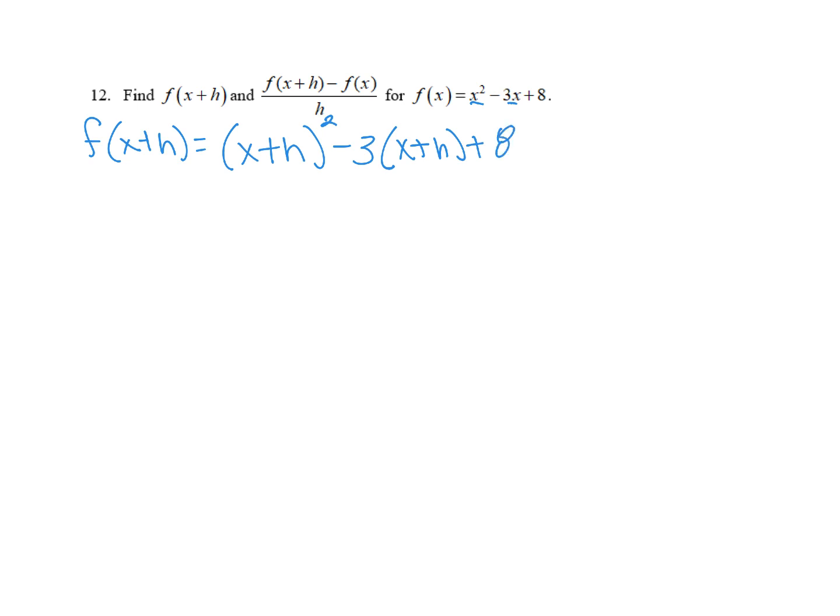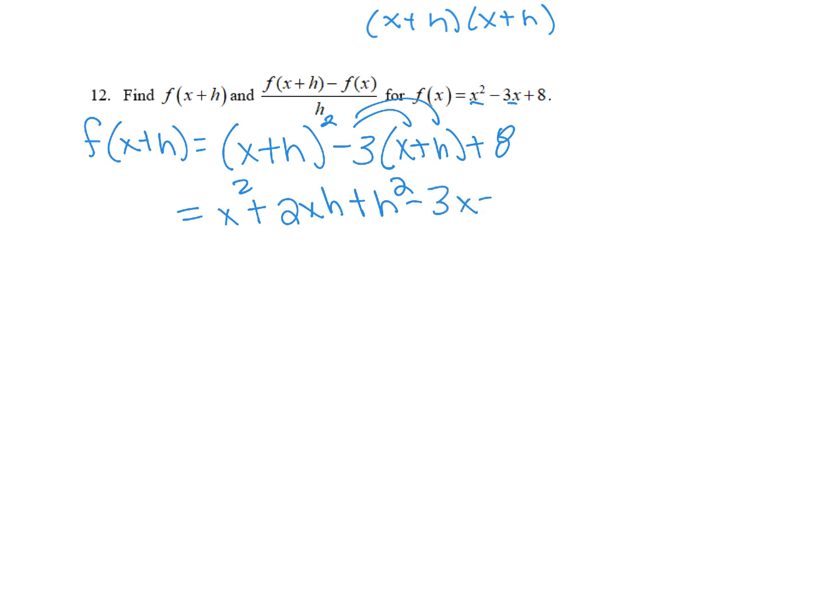So x plus h squared, again, if you need to, you write that out and multiply it. For the sake of time, I'm going to tell you that it's x squared plus 2xh plus h squared. Then I'm going to distribute minus 3x minus 3h plus 8. Now, if you look really hard, there's really not any like terms there. That is f of x plus h. There's not a whole lot of combining I can do.